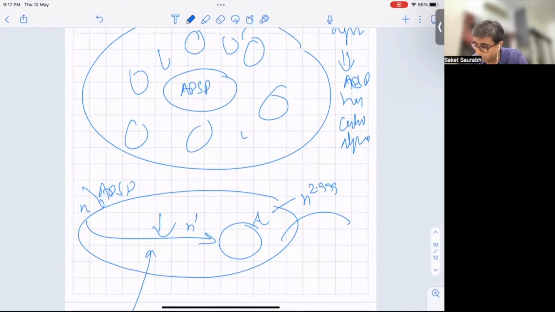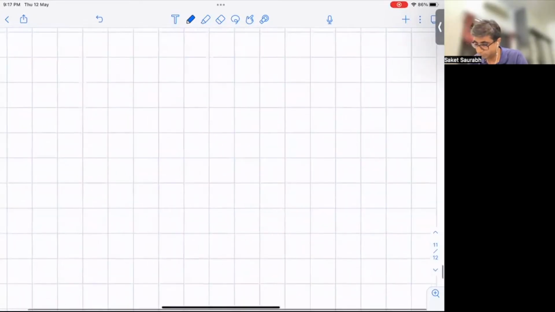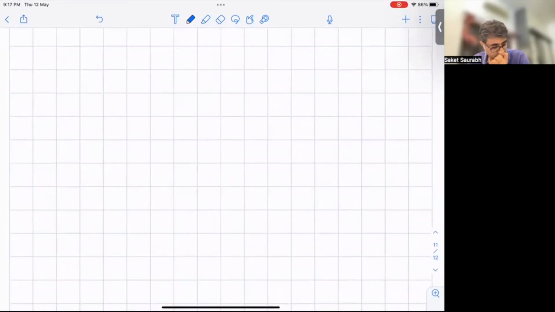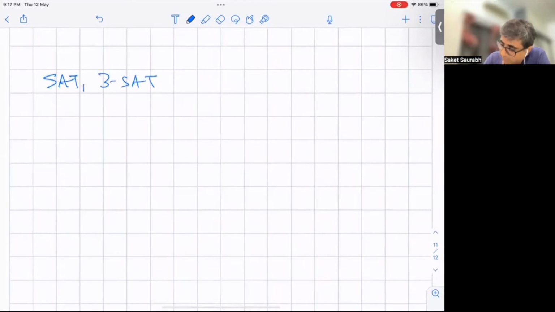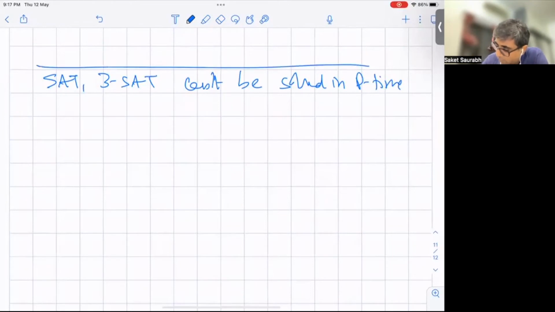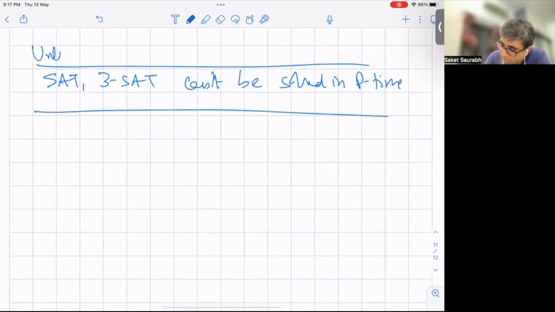Okay, so that much I have told you. Before I go to the clique hypothesis, in the world there are basically just 3 hypotheses, more or less. One is that 3SAT can't be solved in P time. Basically this means unless P equals NP, something happens.